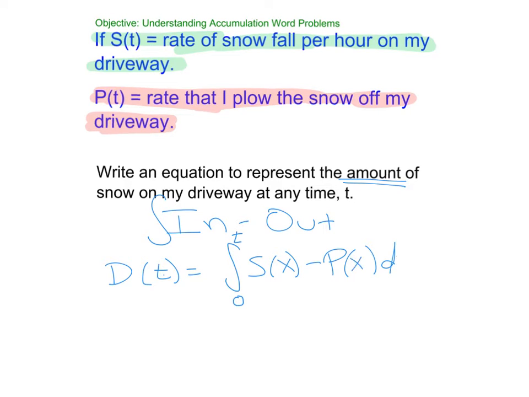dx. So the amount of snow on my driveway at some time t is the integral of s of x minus p of x dx. The total rate falling versus the total rate I've plowed off. And then sometimes you're going to have an initial amount, right? So if when I started plowing my driveway, there were 2 inches, then you can sometimes have that initial in there. So initial plus, okay?